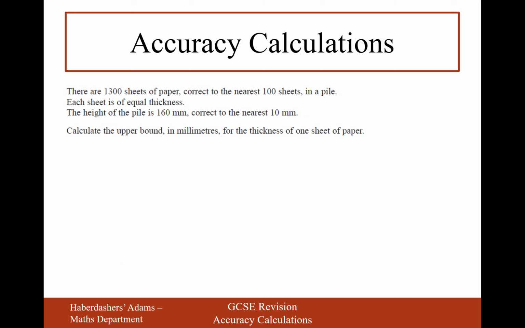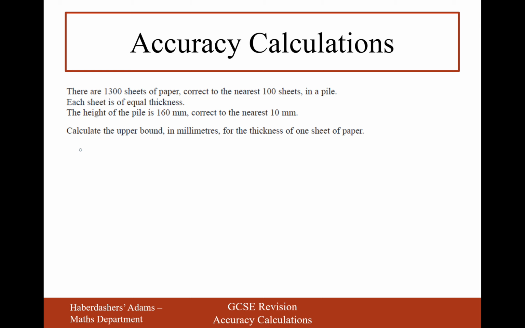Okay, let's move on to the next one, pause the video and give this one a go. Okay, so let's work out this question then. So there are 1,300 sheets of paper, correct to the nearest 100 sheets in a pile. Each sheet is of equal thickness. The height of the pile is 160 millimeters, correct to the nearest 10 millimeters. Calculate the upper bound in millimeters for the thickness of one sheet of paper.